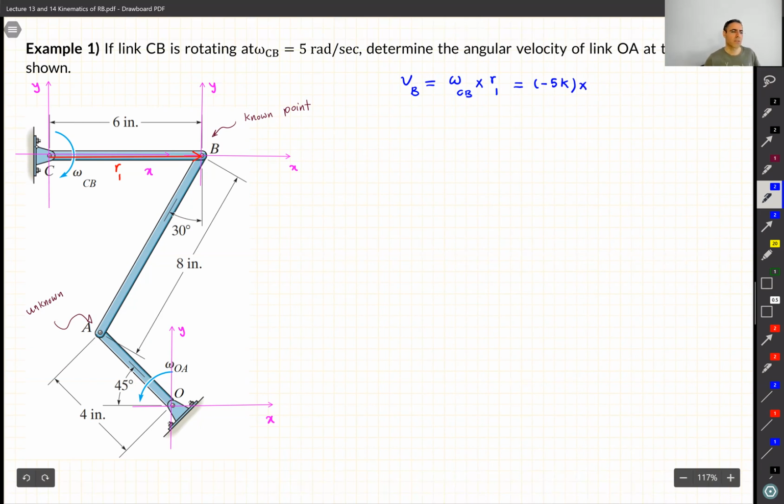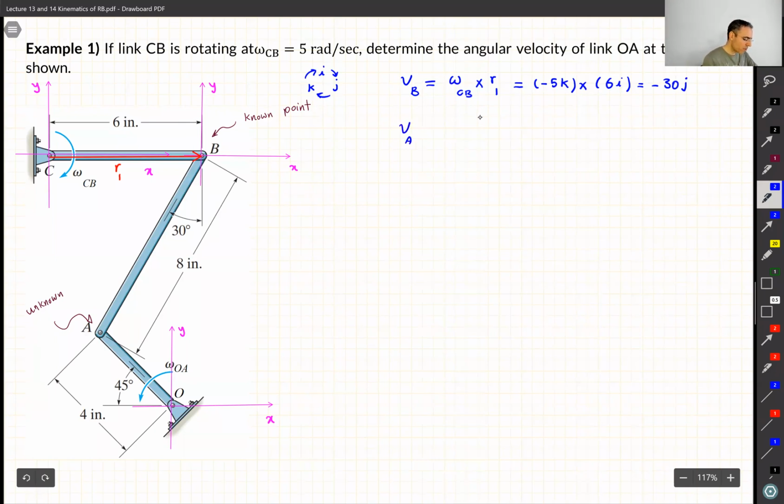What is R1? It is in X direction, and obviously the length is 6. So it's going to be 6I. Simply, if I do the calculation, it's going to be minus 30. K multiplied by I gave me J. If you forget this, maybe somewhere in the corner, draw this: I, J, K, rotating like a clock. So K multiplied by I, you see from this picture, gives me J. So that's VB, easy.